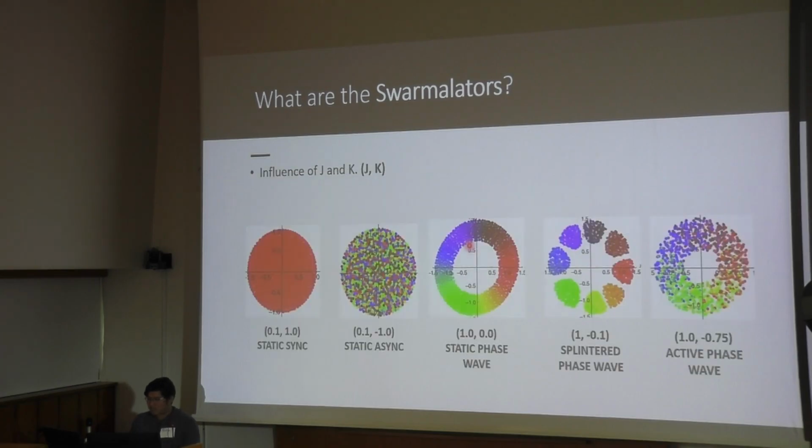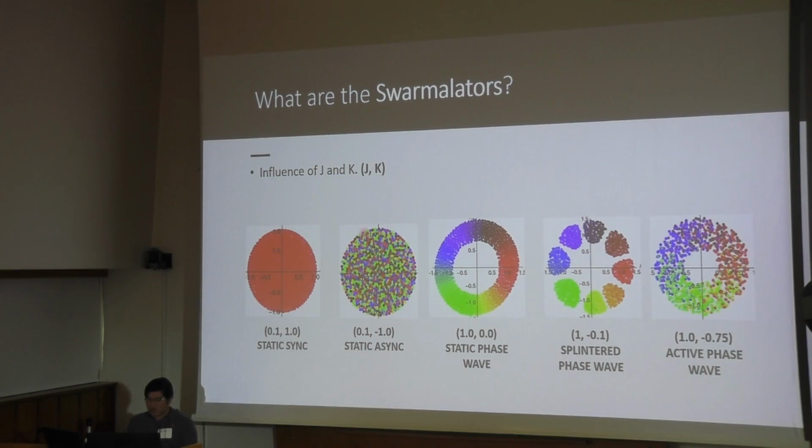If we manipulate these two parameters, J and K, we can have different specific patterns. If you think of the phase as related to a specific color, we can say that if all the agents in this group of Swarmalators are synchronized, all will have the same color. As in this case, you can see there are a lot of these objects, and this state is called static sync if we have these two values of J and K, 0.1 and 1. It's static because the agents are not moving, they are just synchronized in phase.